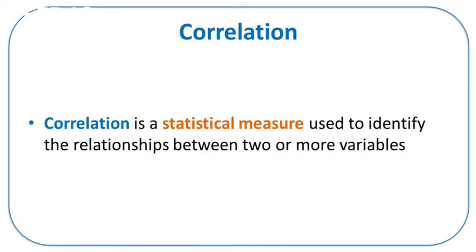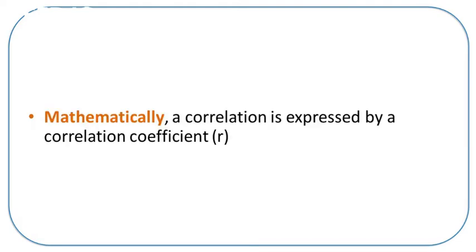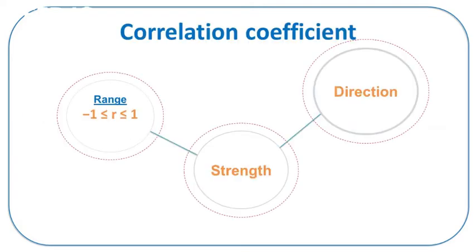Correlation is a statistical measure used to identify the relationship between two or more variables. These variables may be either quantitative variables or qualitative variables. Mathematically, we can express correlation by means of the correlation coefficient. A correlation coefficient is a number that lies between -1 and +1. It provides the strength and direction of a relationship between variables.